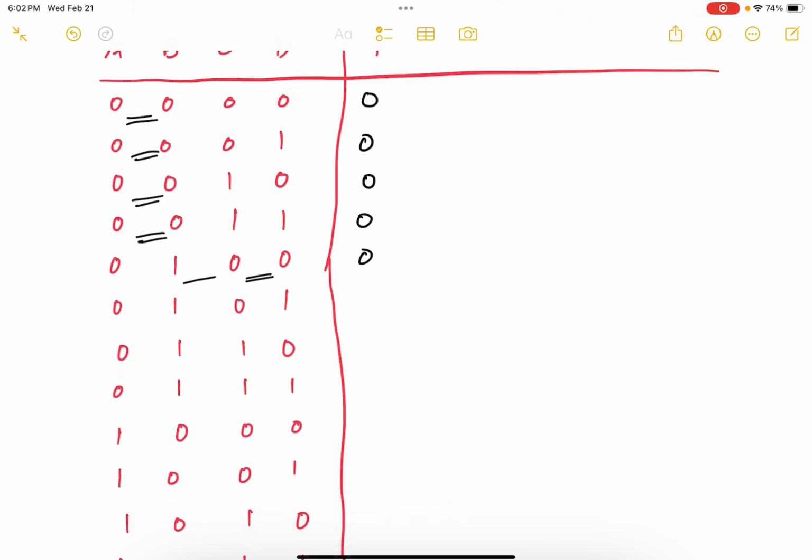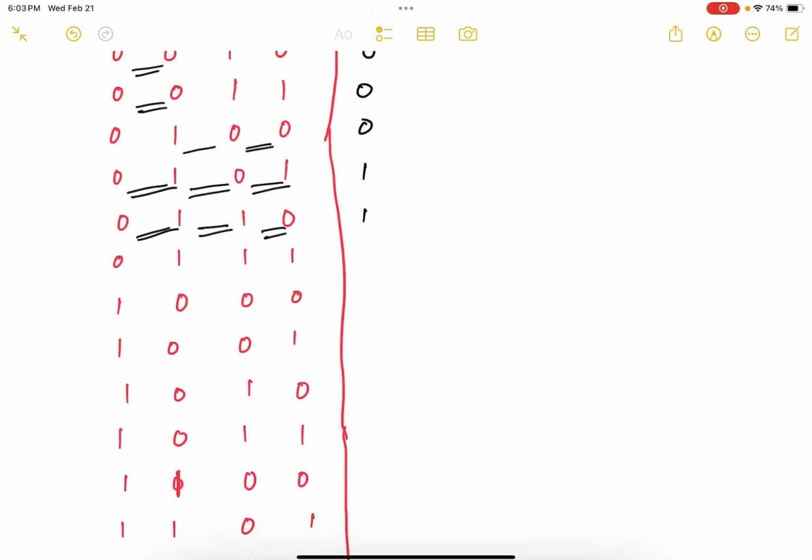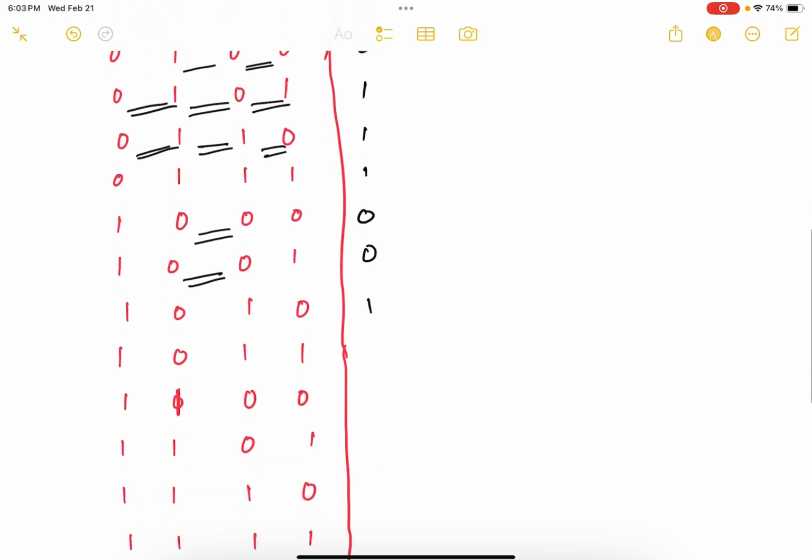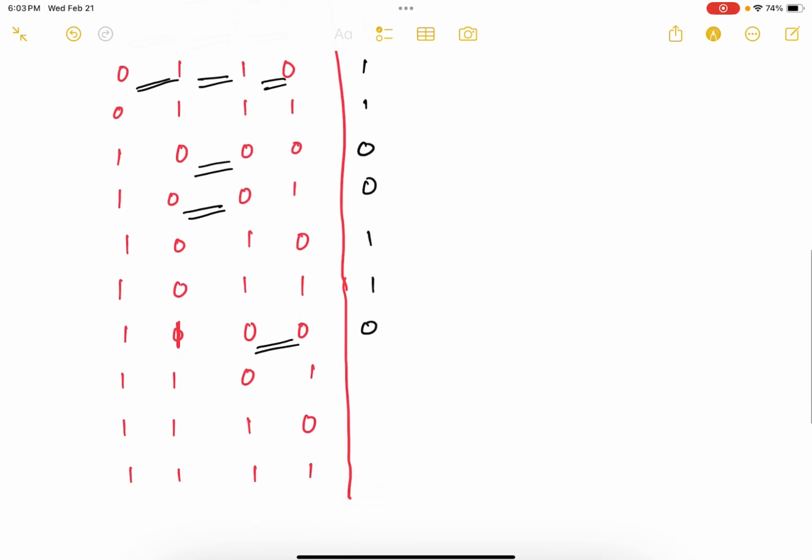Now for this combination, one of them is occupied, one of them is occupied, and one of them is occupied. Therefore, F is 1. Same goes for this. One of them is occupied, one of them is occupied, and one of them is occupied. Therefore, it's a 1. Satisfies for the next combination as well, but here it fails. Therefore, it's a 0. Here it fails, a 0. Here it passes. Here it passes. Here it fails because it's a 0. And for the rest of the combinations, it's going to be 1.